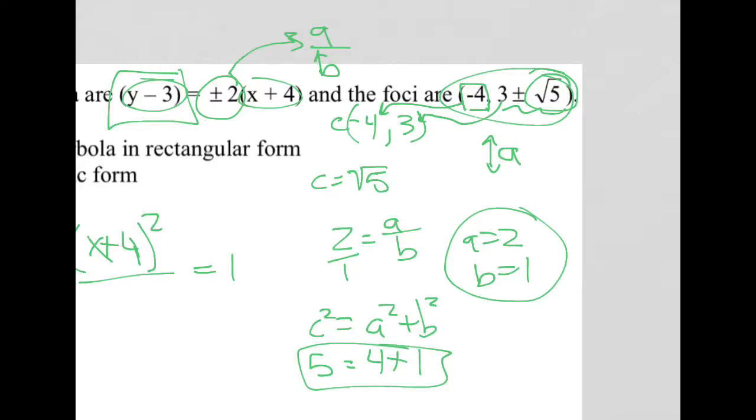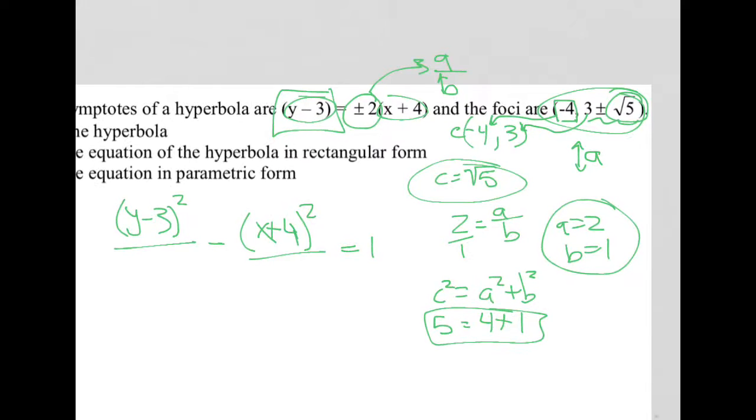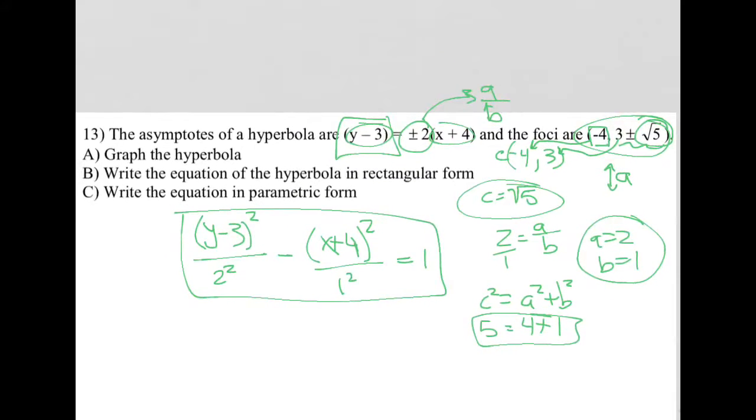But there we go. We have a, b, and we have c, which means I can finish writing this equation as y minus 3 squared over my a squared term, so over 2 squared, minus x plus 4 squared over 1 squared equals 1. And I have my equation in rectangular form. Well, what else do I want to do? Well, I want to write the equation in parametric form as well, and graph the hyperbola. So let's think about how we do this.